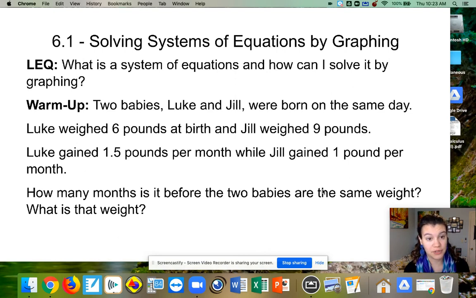Right, so today we're going to start chapter 6, and we're talking about solving systems of equations. There's going to be 3 ways we're going to do this. We're going to do it by graphing, substitution, and elimination. So today we're going to talk about graphing. So before we start, read this warm-up problem and think of your answer.